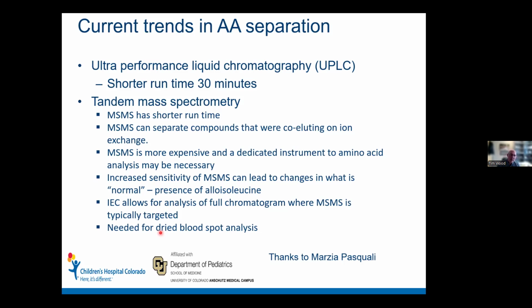The reason it can do this is we don't have to rely just on retention time to identify the individual molecules. We can use the mass or the fragments of different molecules, and we can actually have overlapping peaks, but the mass spectrometer doesn't see them that way. It is much more expensive. You're dedicating an instrument, well, not necessarily dedicating an instrument, but it's going to take a lot of instrument time.